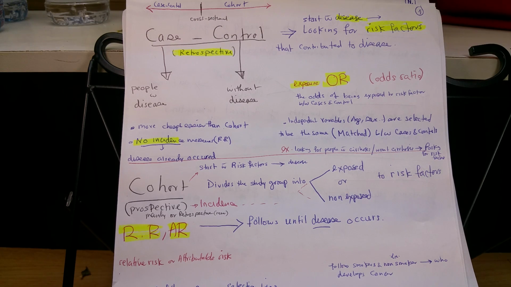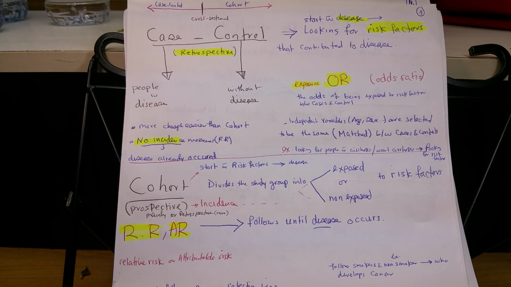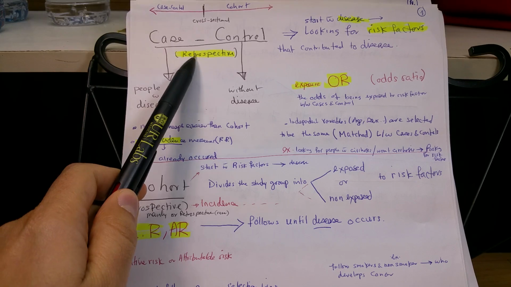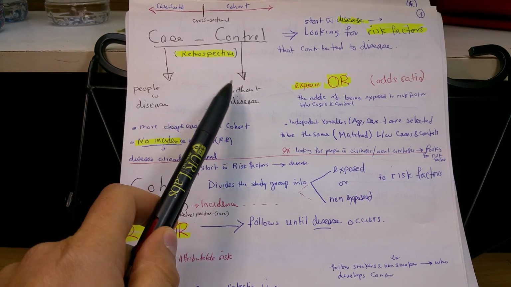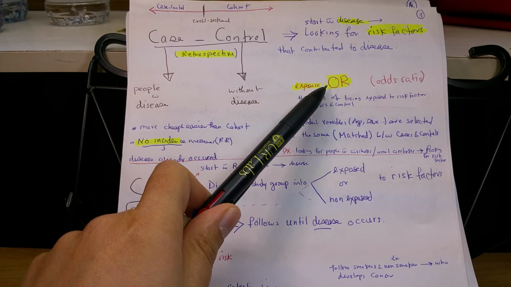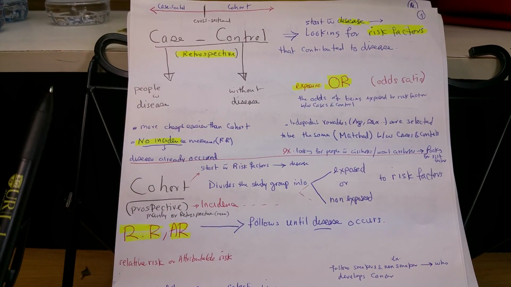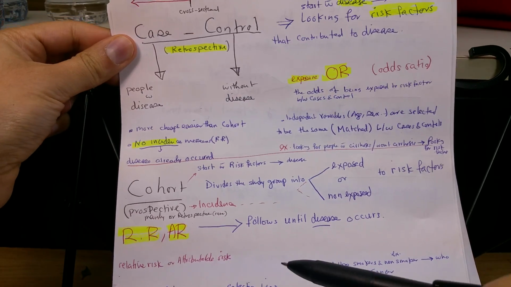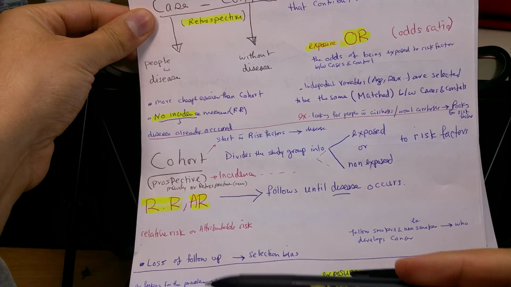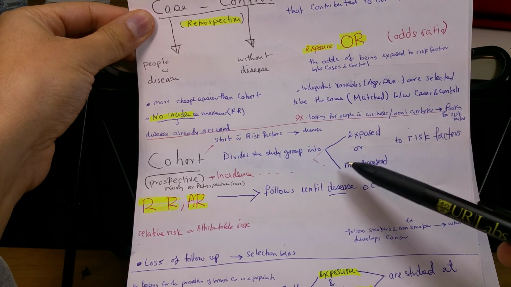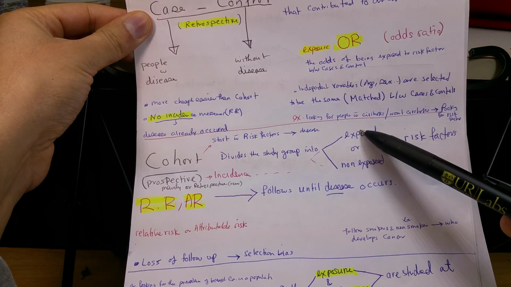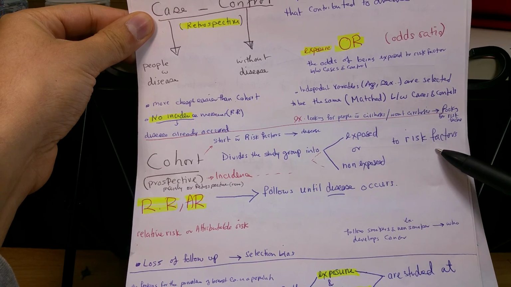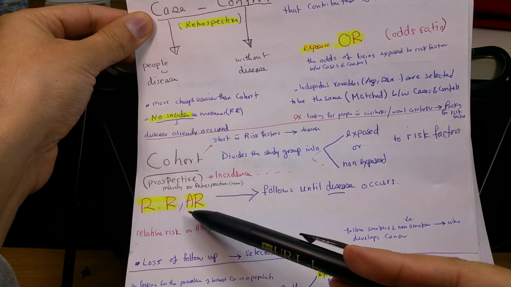So let's revise what we've said in this session. We said there are certain types of observational studies. Case control, which is retrospective: we have people with the disease and people without the disease, and there is the exposure odds ratio. We have the cohort study, which is a prospective study looking for incidence. It divides people into those who are exposed and those who are non-exposed, looking for the risk factors. We use relative risk and attributable risk.